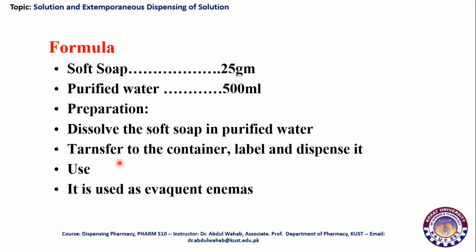So how can we prepare the simple enema? This is the formula for the enema: soft soap 25 gram and purified water 500 ml. Method of preparation: dissolve the soft soap in purified water, then transfer to the container, label it and dispense it. Uses: it is used as an evacuant enema.